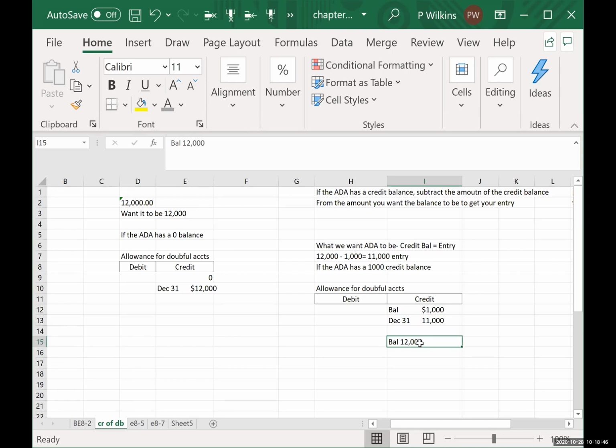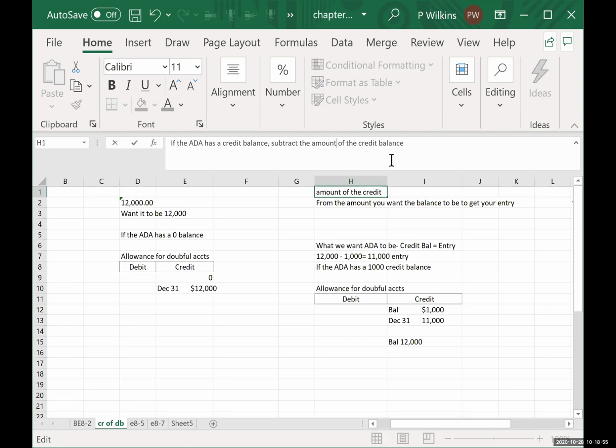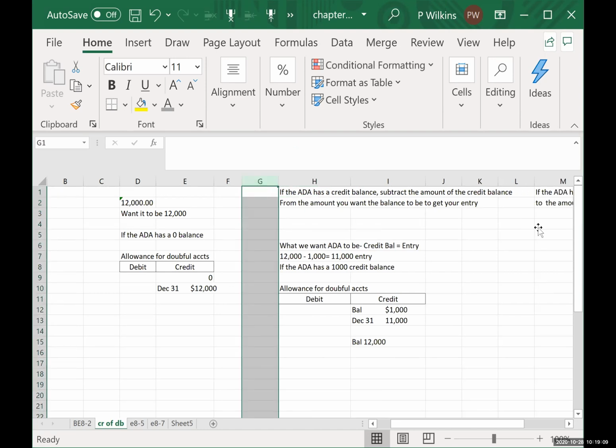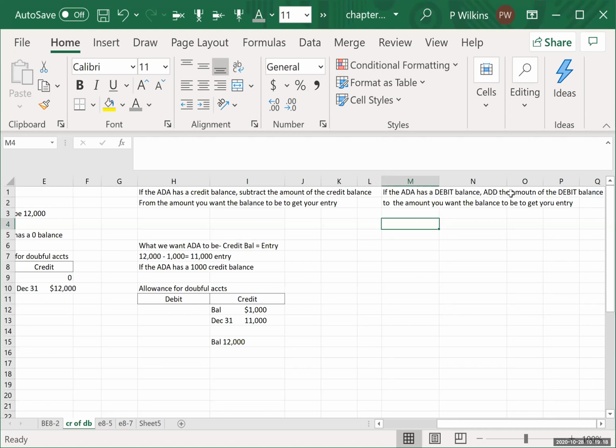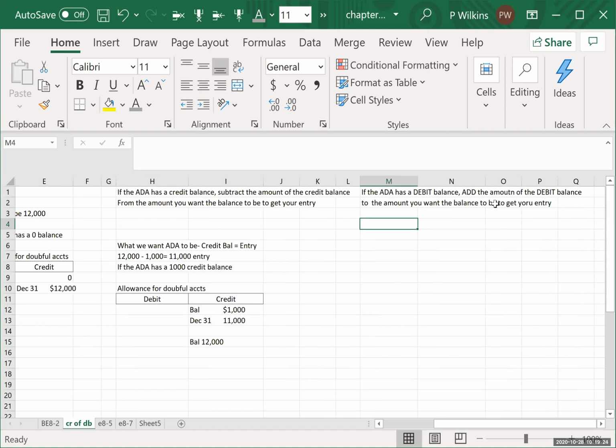So the rule is if the ADA has a credit balance, you subtract the amount of credit from the amount that you want it to be to get your entry, okay? So you'll want to write that down. And we'll do a sample of each one of these too, okay? All right. Now, if the allowance for doubtful accounts has a debit balance versus a credit balance, you're going to add it to the amount that you want it to be, okay?